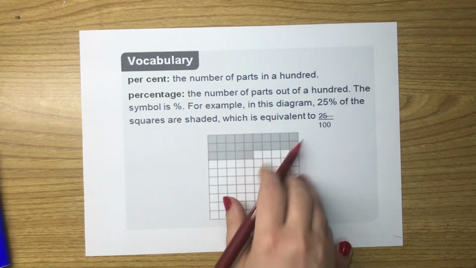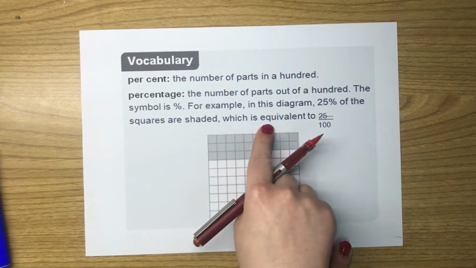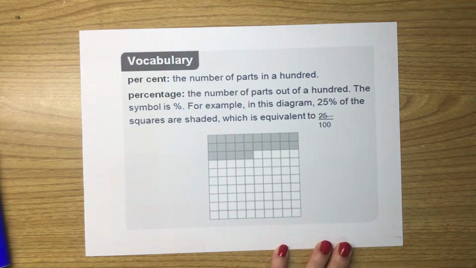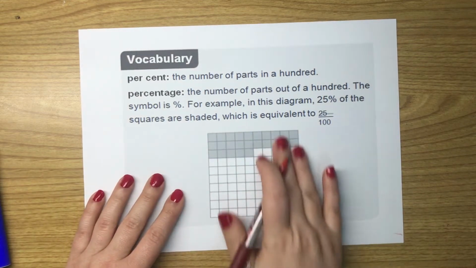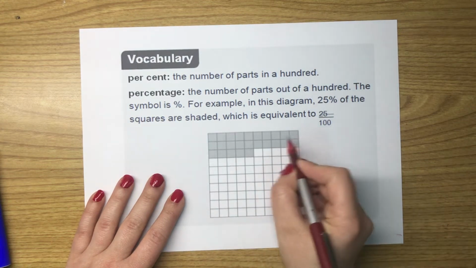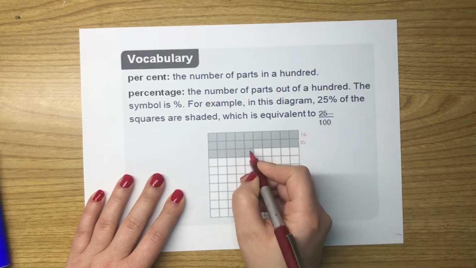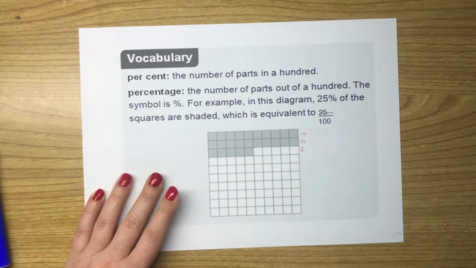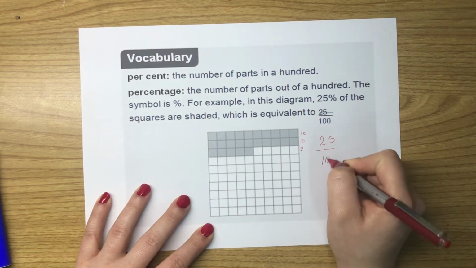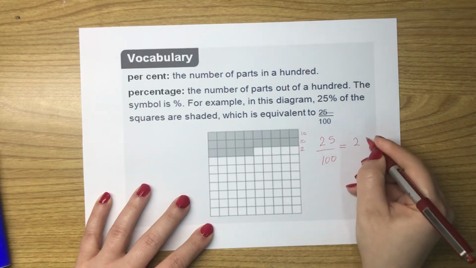For example, on this diagram, 25% of the squares are shaded, which is equivalent to 25 over 100. What that means is that this is a grid of 100 squares. If you count these, here is 10, here is another 10, and here 5 parts are shaded. So 25 out of 100 are shaded. That is equivalent to 25%.